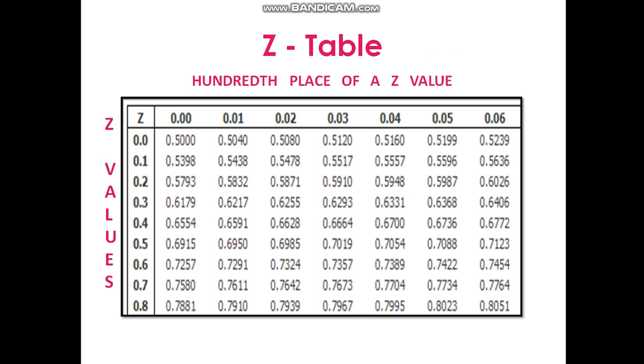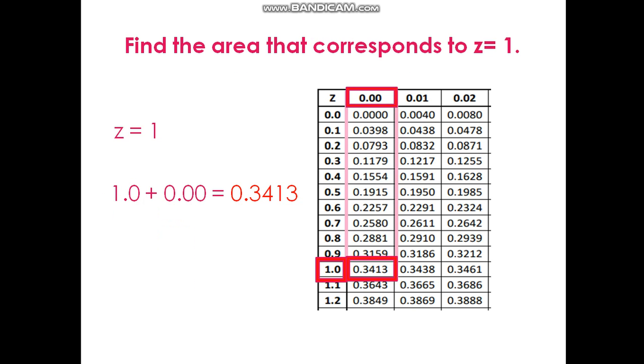To get areas under the normal distribution, we will use a z-table. The first column is the z-values, and the top row is the 100th place of a z-value. For example, find the area that corresponds to z equals 1. We will first look at the whole number and its 10th place.